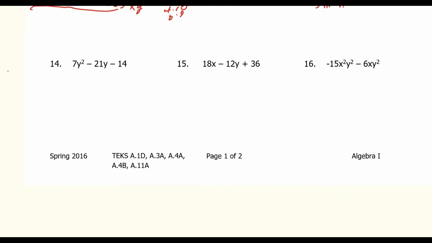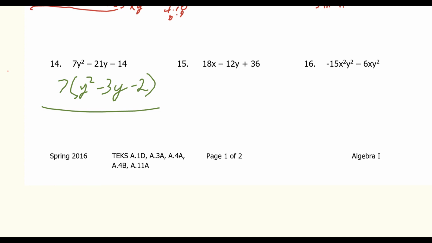Number 14. Number 14 has a trinomial. So, what can we find in there that will go into all three pieces of that? We got 7, 21, and 14. Well, 7 should go into all those. So we go ahead and put a 7 out here. Divide that by 7. That's going to be y squared. Minus 21 divided by 7 is 3. Don't forget the y. And then negative 14 divided by 7 is minus 2. And there we have it.